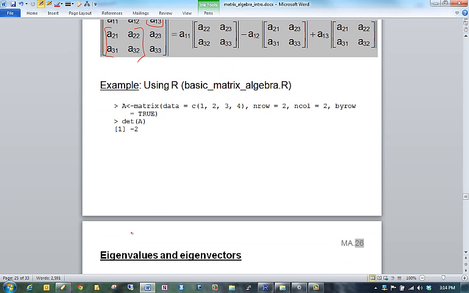So, using R, very simple. Here's my matrix A. To take the determinant, there's a function called det for determinant. There you go.